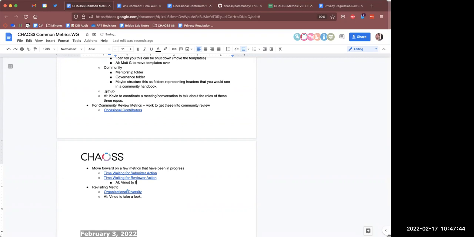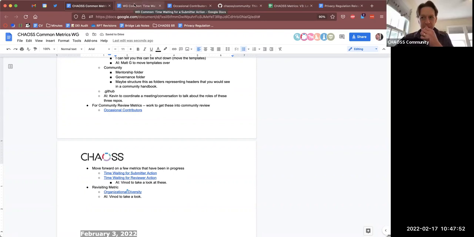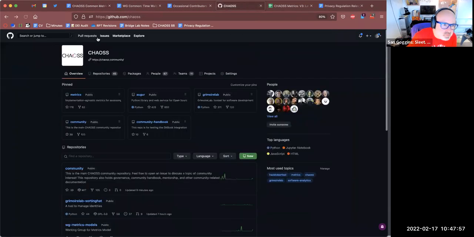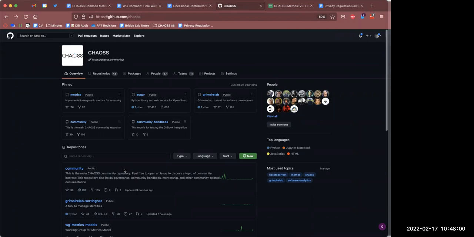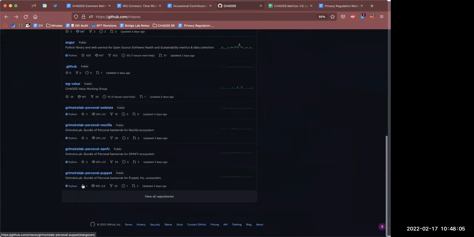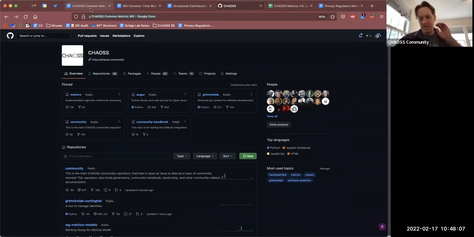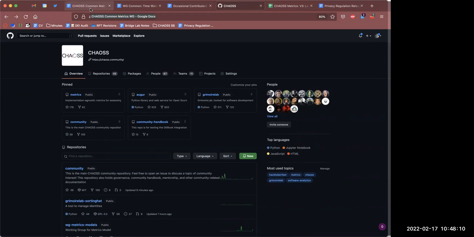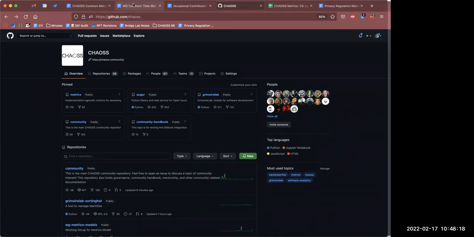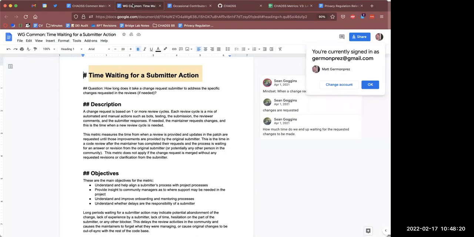Why am I not seeing that document for the organizational diversity? I created it, and it's in an issue. I posted a link in the issue. I must have just copied it wrong. You are in the main repository, not in the working group. Okay, it's there. I'll take a look at all three of these before the next meeting.